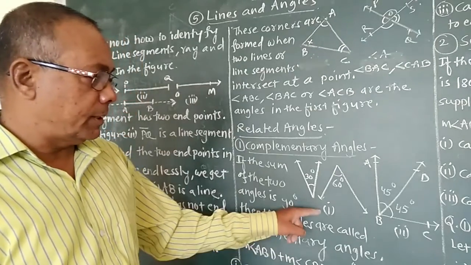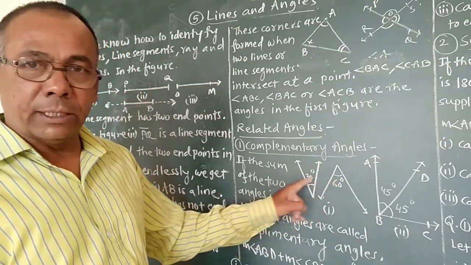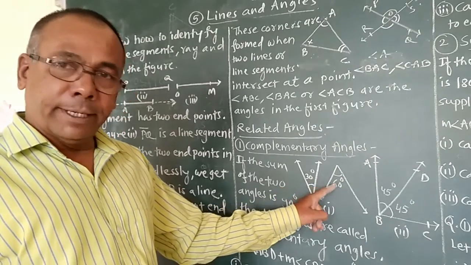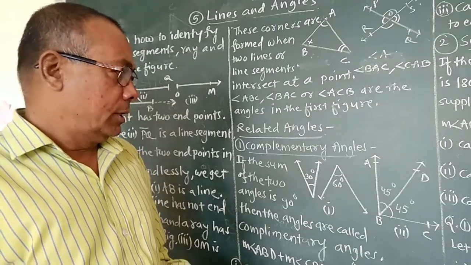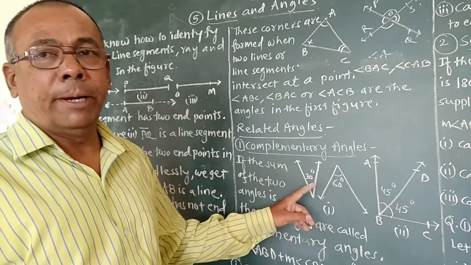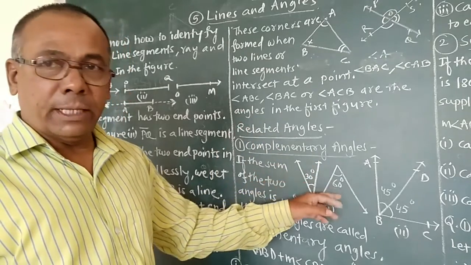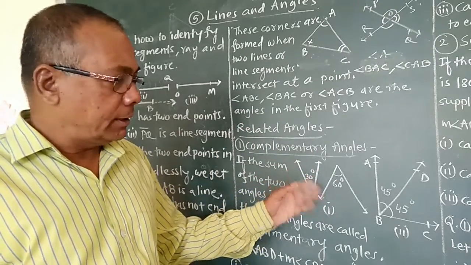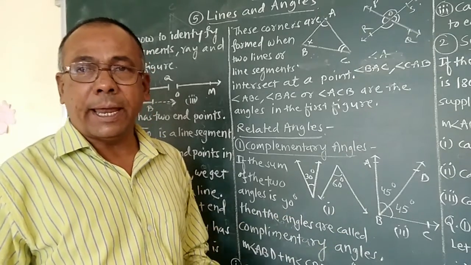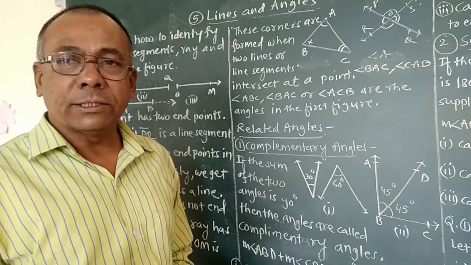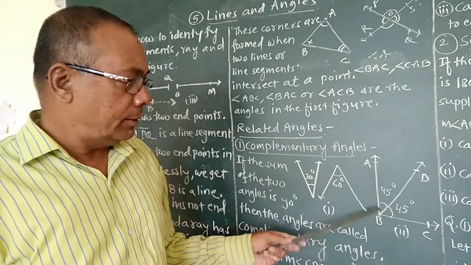Here in the first figure, if we add the measures of these two angles, that is 30 degrees plus 60 degrees, it will become 90 degrees, and therefore these two angles are complementary to each other. Here these two angles are separate angles, but in the second figure these two angles are adjacent angles. So what is the concept of adjacent angle? I will explain in the next period.